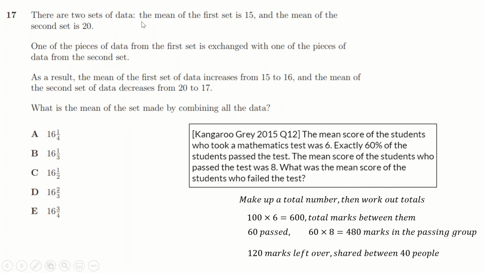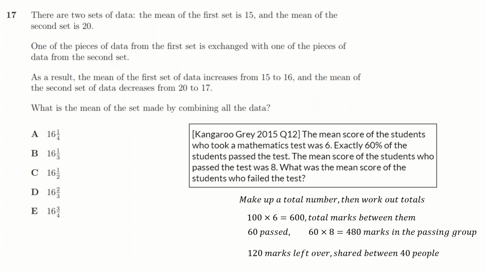Now, we have a problem with my question, which is they haven't given me, just like Kangaroo Grey, the number of pieces of data in the first set or the second set. And this is a problem because while I'm completely okay to make one number up and run with it, I'm not allowed to make up 2. I can't make a number up for this first set and then a different number up for the second set. And I can't just make up the same number twice. Things start not working, and you'll kind of see why in a second.